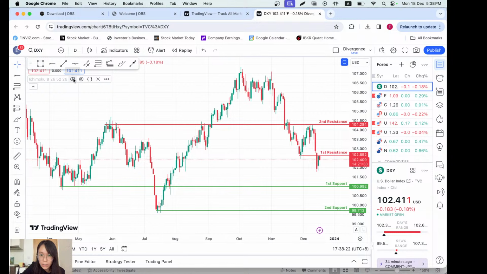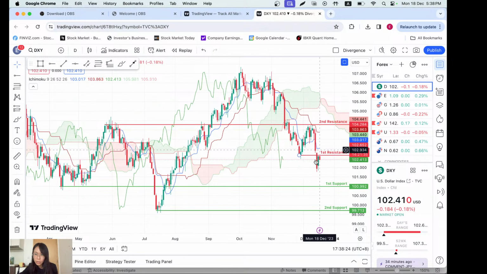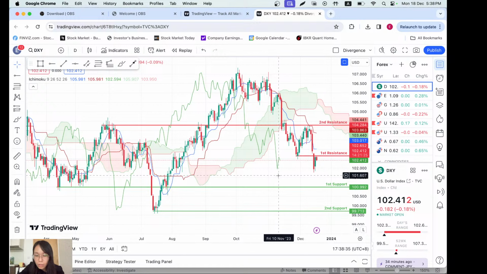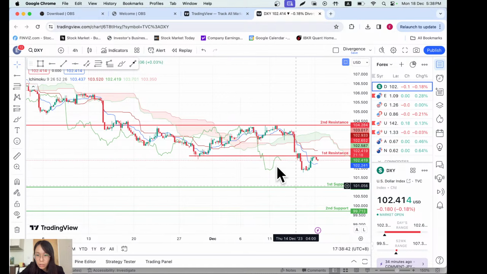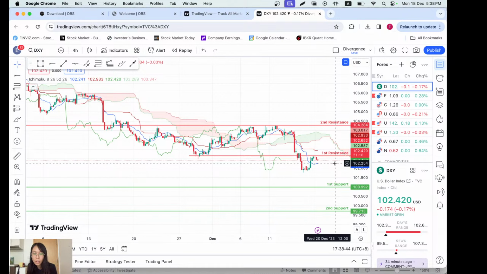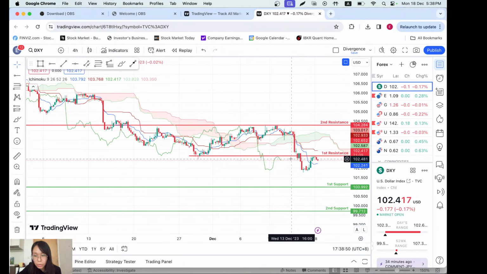Okay, and let's look at the Ichimoku cloud. You can see that the price currently is way below the Ichimoku cloud and is going down. So it's in a bearish trend now, and no signs of reversal on the daily chart. And when we toggle back to the H4 chart, the current price is right below the first resistance and is also bearish below the Ichimoku cloud.